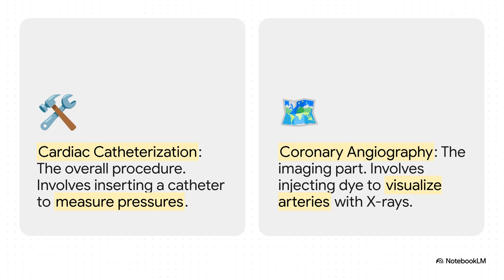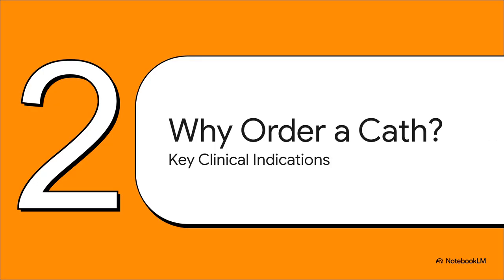Now, coronary angiography is a key part of that mission. It's the imaging, where we inject dye and take X-ray movies. It gives us that beautiful, detailed roadmap of the arteries. So a cath can be purely diagnostic, just to get intel, or we can go a step further and actually fix something we find, which is called an intervention. So that brings us to the big question for you as a clinician. When do you actually pull the trigger and send your patient for this test? Let's break down the most important reasons.